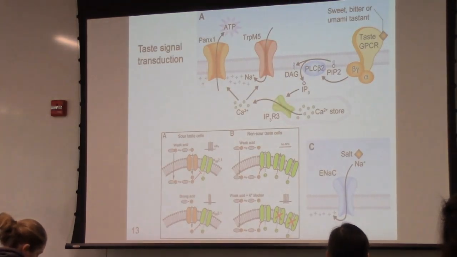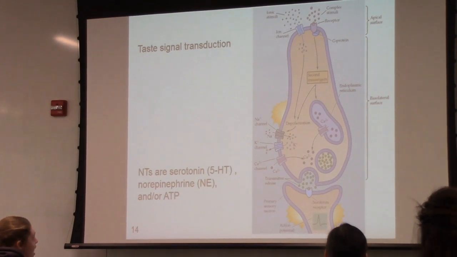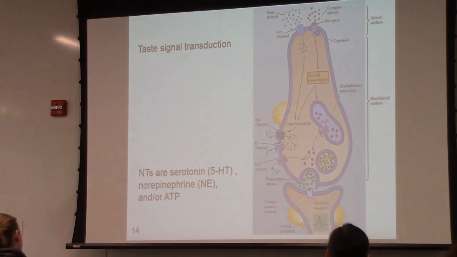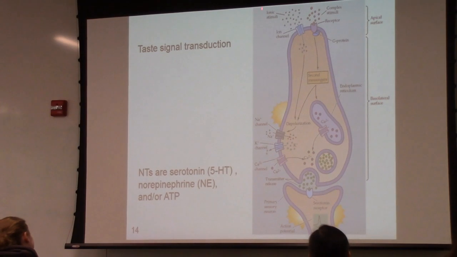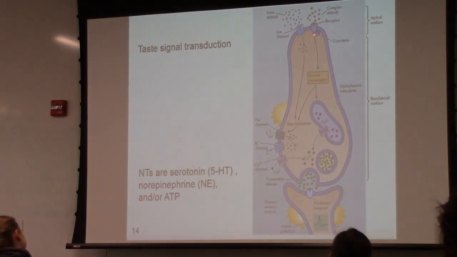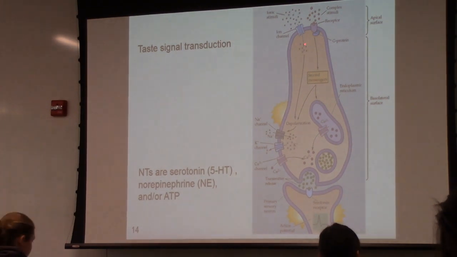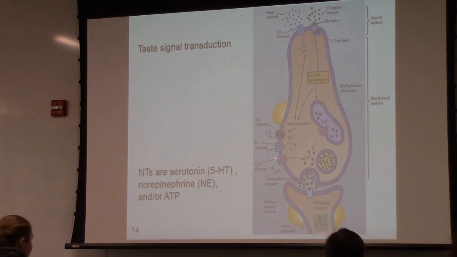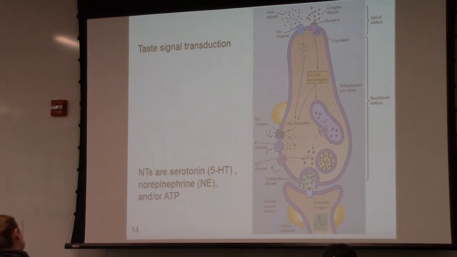Okay, so we've converted taste into signals. This is really just a review slide. It looks at something that caused depolarization. The receptor eventually caused depolarization, which triggered calcium channels, which caused synaptotagmin, SNAREs, etc., and neurotransmitter release. So this slide just lumps all of the receptors into something that causes depolarization.